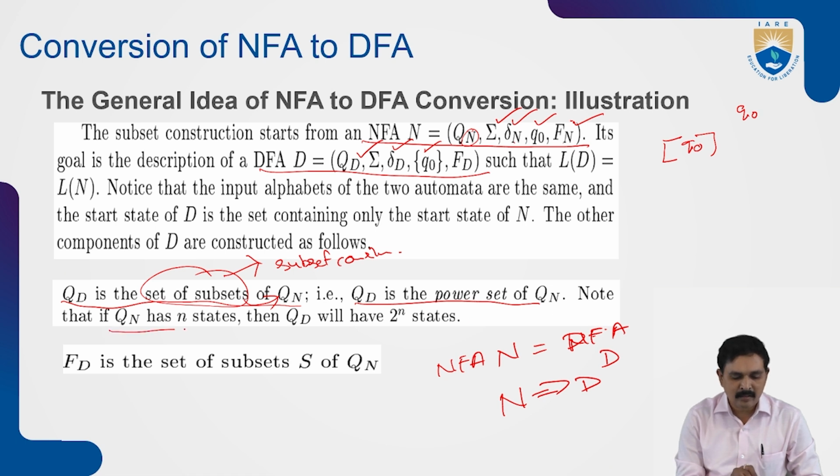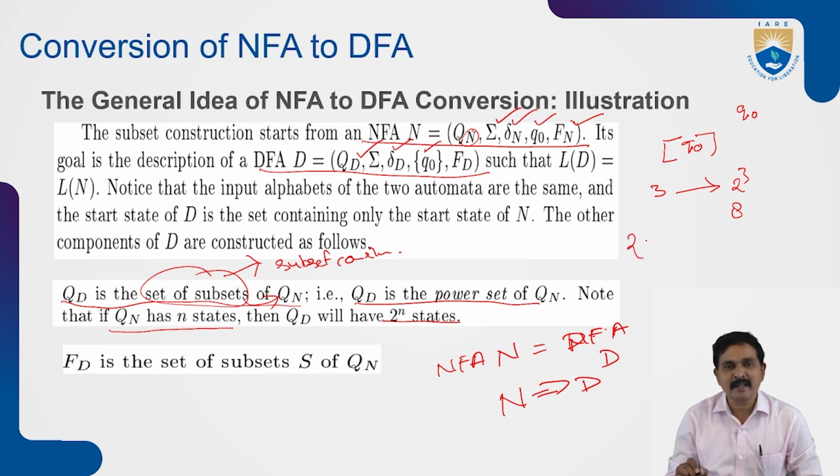What are the basic ideas? Suppose you have n states in the NFA diagram. What are the states in QD? At most, I am saying at most, 2 power n states, because it is the basic idea of the power set. Suppose you take the example of 3 states, Q0, Q1, Q2. Maximum how many states do you get in the DFA? 2 power 3, that is 8.